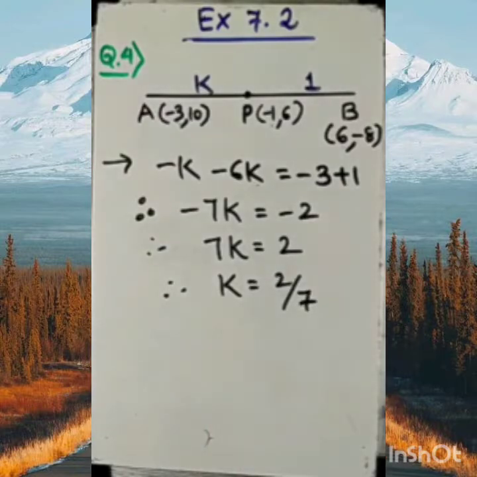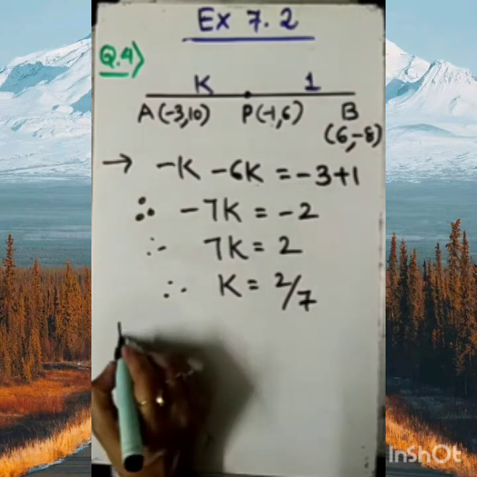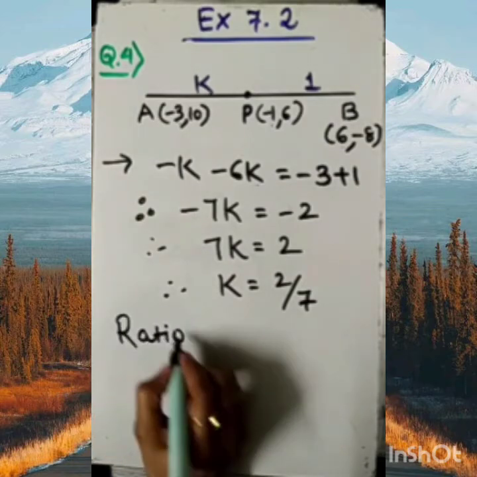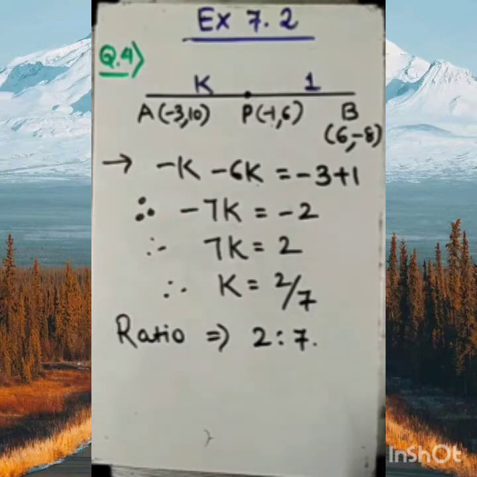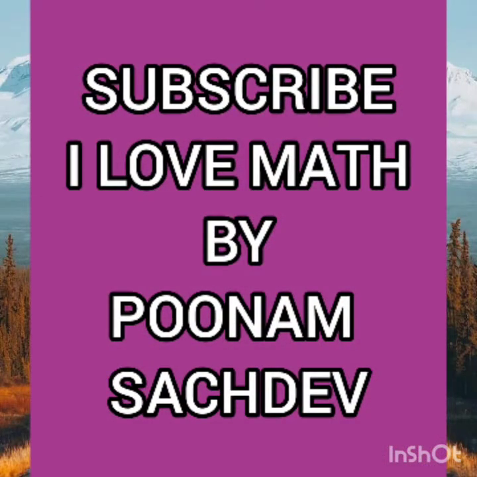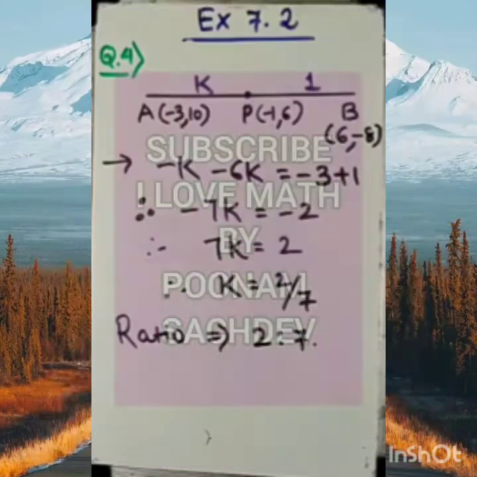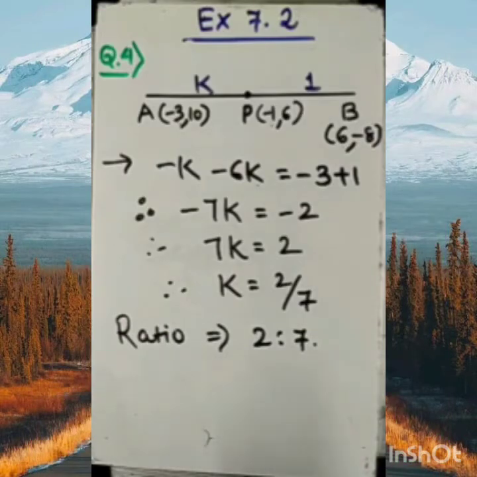So which ratio have they asked? So the ratio according to the question is 2 is to 7. This is the complete solution of the given question. I hope it is clear to you. The solution for this ratio is 2 is to 7 according to the given question.